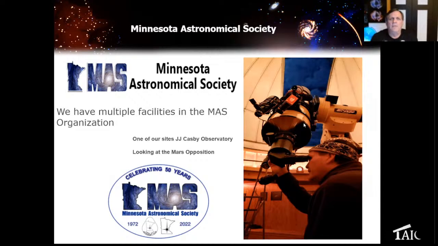And then I want to talk about the club I'm in, the Minnesota Astronomical Society. We have multiple facilities in the MAS organization. The picture to the right is one of our places, called the J.J. Casby Observatory. And that's me looking at the Mars opposition at one of our domes.